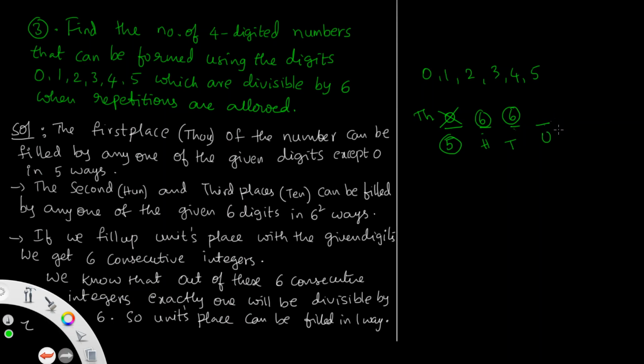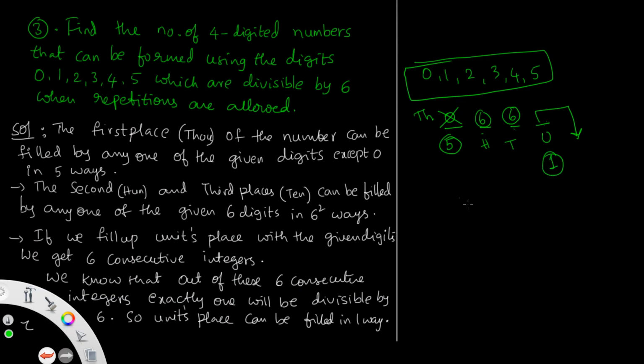And the last place, the divisibility rule for 6, we have just learned. Observe that these numbers are consecutive integers, meaning sequence-wise numbers. So we know that out of these 6 consecutive integers, exactly one number will be divisible by 6. From this, only one value is divisible by 6. So this can be done in only one way.